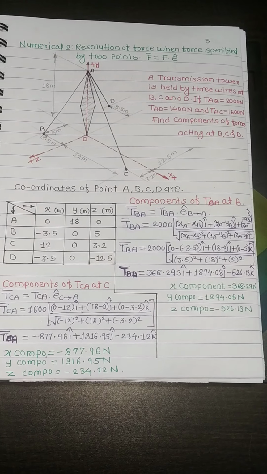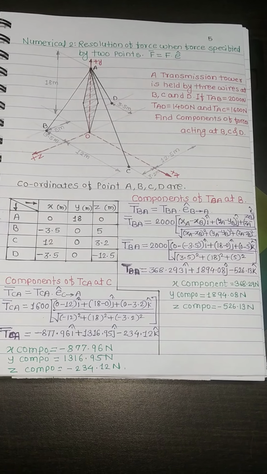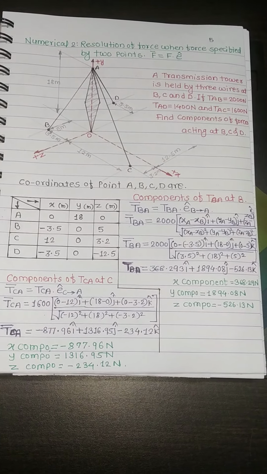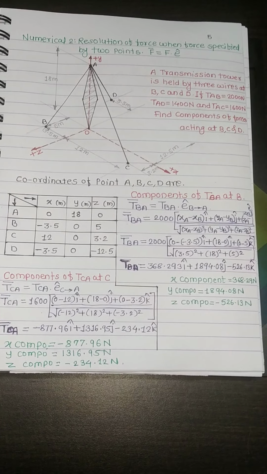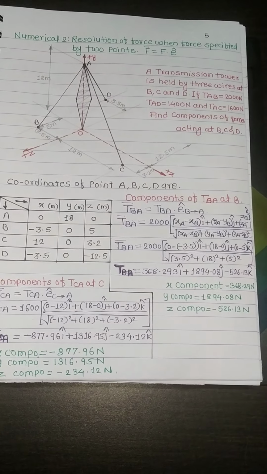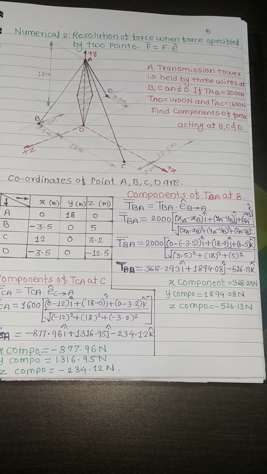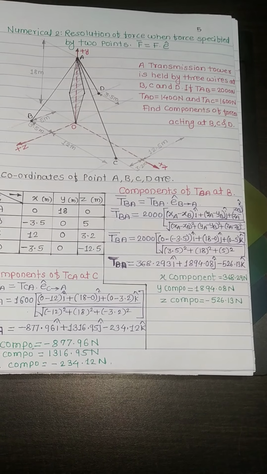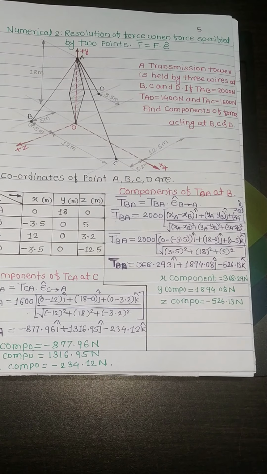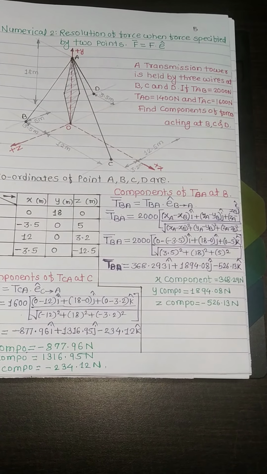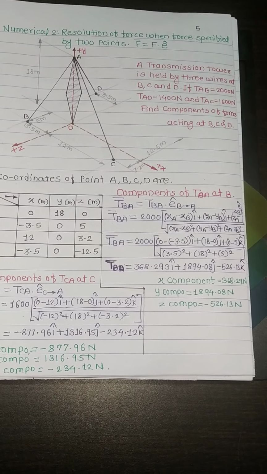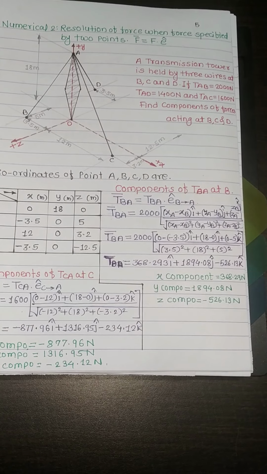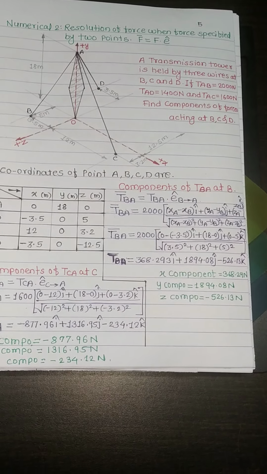The numerical is on the topic resolution of force when force is specified by 2 points and the vector is defined as magnitude of the force into unit vector from one point to another point. Question: a transmission tower is held by 3 wires at B, C and D. If tension in AB is equal to 2000 Newton, tension in AD is equal to 1400 Newton and tension in AC is equal to 1600 Newton, find components of forces acting at B, C and D.